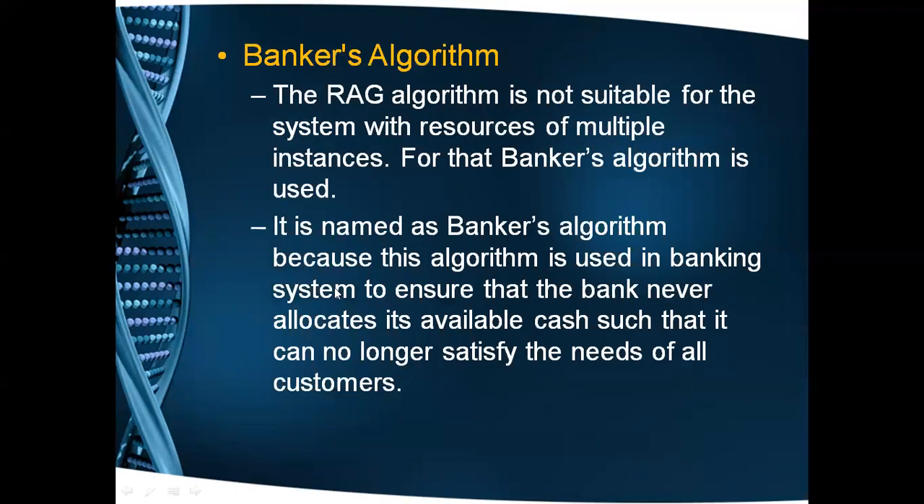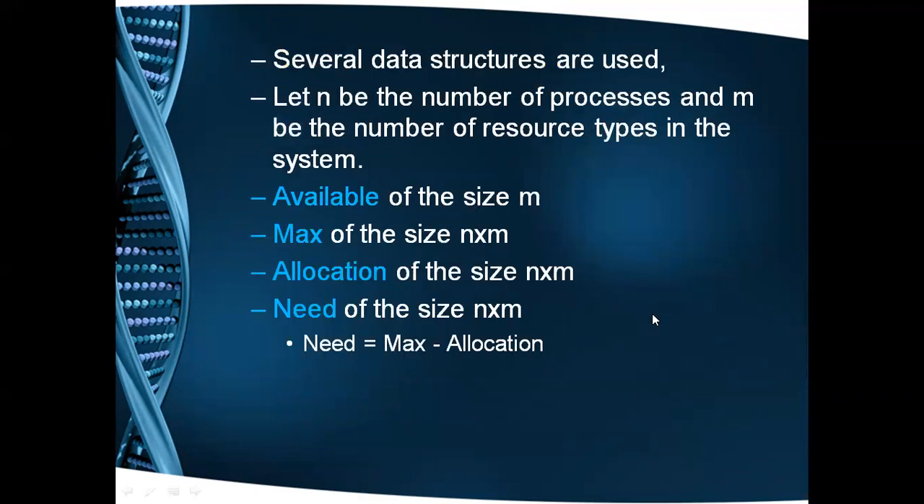Okay. So before that, why is the algorithm called Banker's algorithm? Because the system used here is followed in banks. This algorithm is used in the banking system to ensure that the bank never allocates its available cash such that it can no longer satisfy the needs of all customers. Similarly, here the system will not allocate the resources to all processes unless it can satisfy the needs of the different processes. So this algorithm is called the Banker's algorithm.